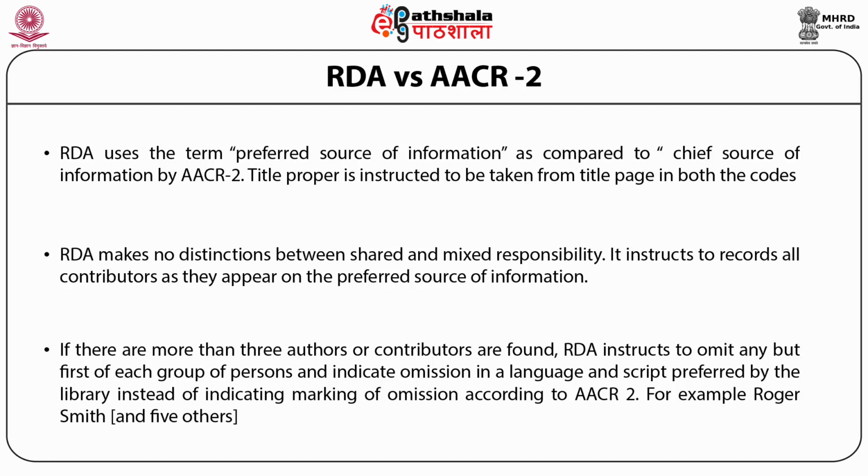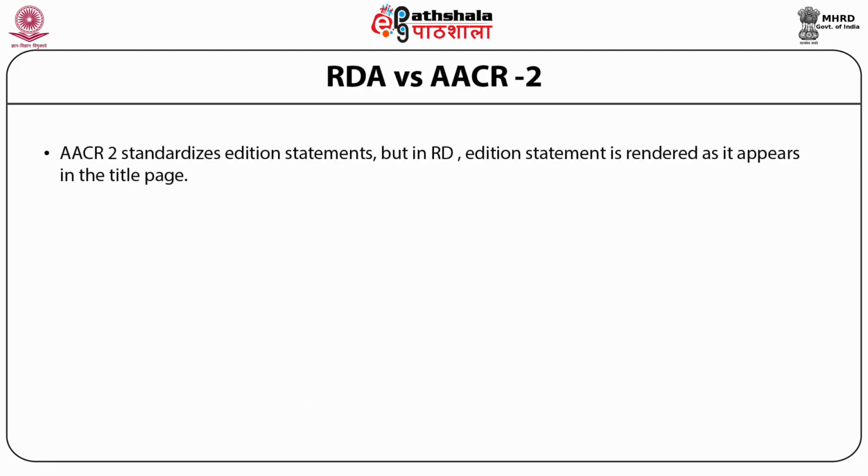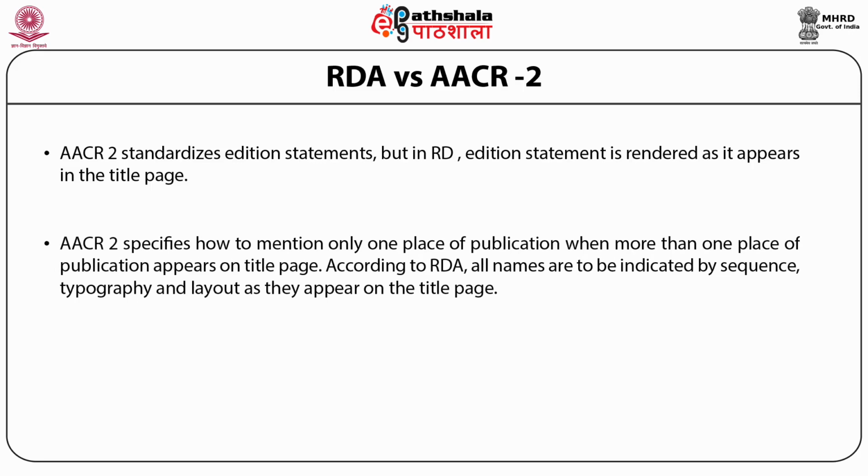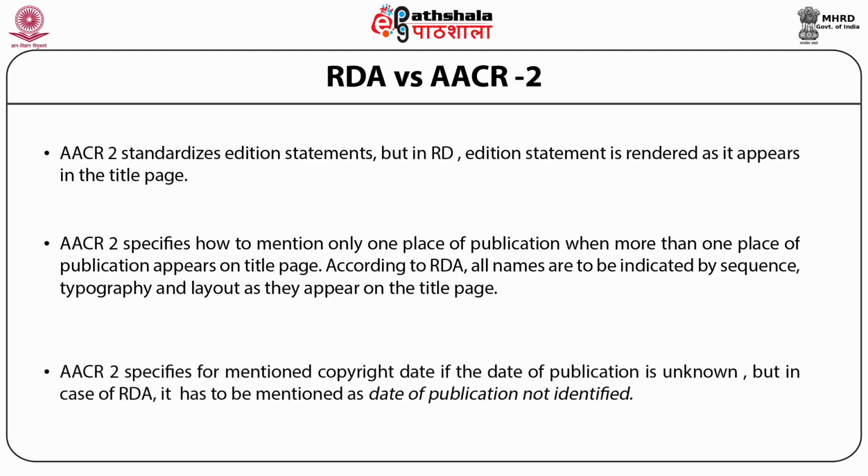For example, if there are 5 authors, only the first one, Roger Smith, for example, will be picked up. Fourthly, AACR2 standardized edition statements, but in the RDA, edition statement is rendered as it appears on the title page. Fifthly, AACR2 specifies how to mention only one place of publication when more than one place of publication appears on the title page. According to RDA, all names are to be indicated by sequence, typography, and layout as they appear on the title page. And lastly, AACR2 specifies to mention copyright date if the date of publication is unknown. But in case of RDA, it has to be mentioned as date of publication not identified. So these are some of the major differences between RDA and AACR2.